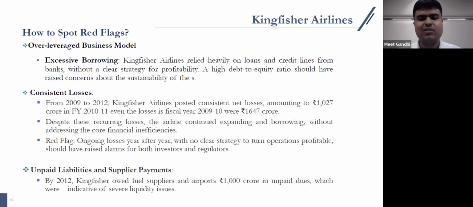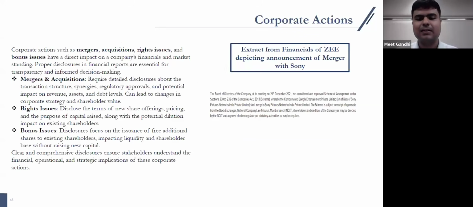A high debt to equity ratio is also there, as there was a fraud with Kingfisher Airlines. We can see that the debt to equity ratio of Kingfisher Airlines in the previous 2 years was approximately 2 to 4, which is a very high debt to equity ratio. Consistent losses have been posted in the profit and loss statement of Kingfisher Airlines. Then a high amount owed by Kingfisher Airlines to suppliers, and unpaid liabilities, were also there, which could be a great red flag. So this is how you spot a red flag using the case study of Kingfisher Airlines.